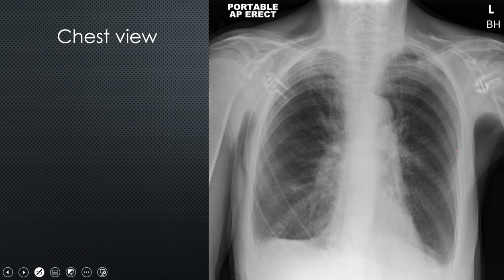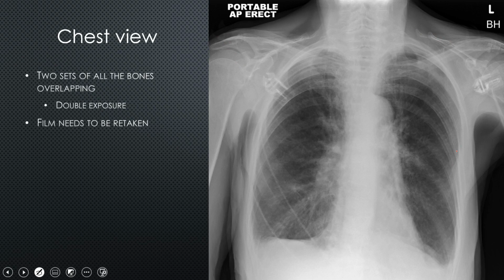The image doesn't look too blurred. When we talked about motion blur, you could see the overall image was blurry, but this one you have two sets of bones overlapping each other. So this was due to a double exposure. They took the chest X-ray of this patient on the same film twice. So obviously this needs to be retaken singularly.